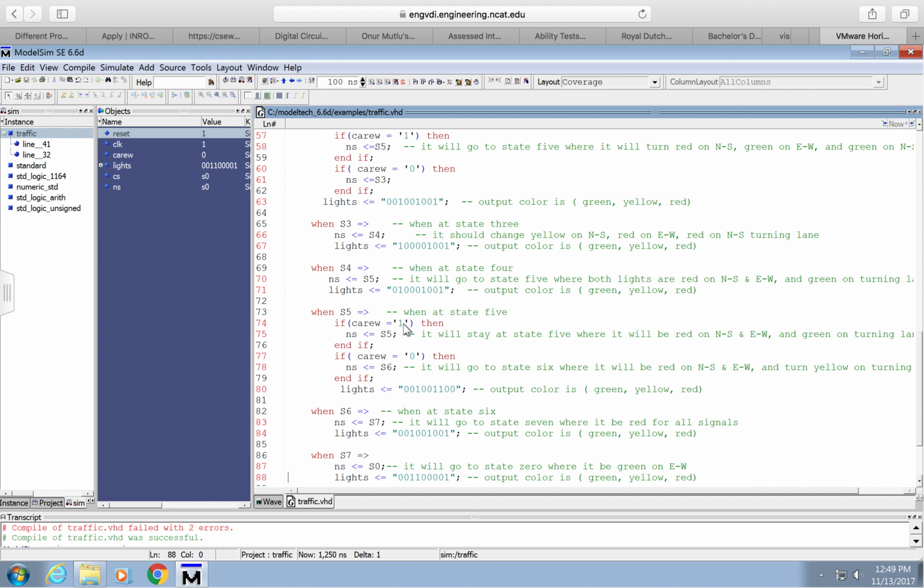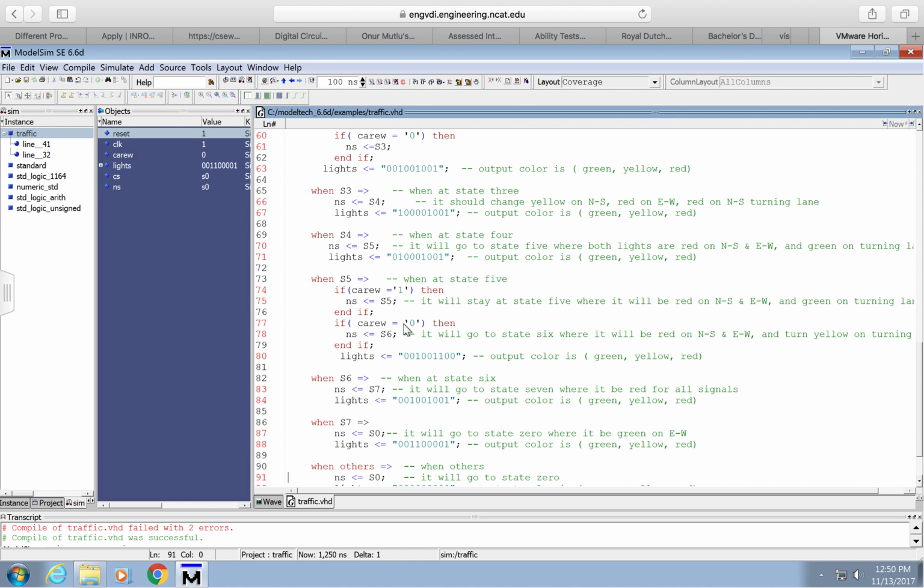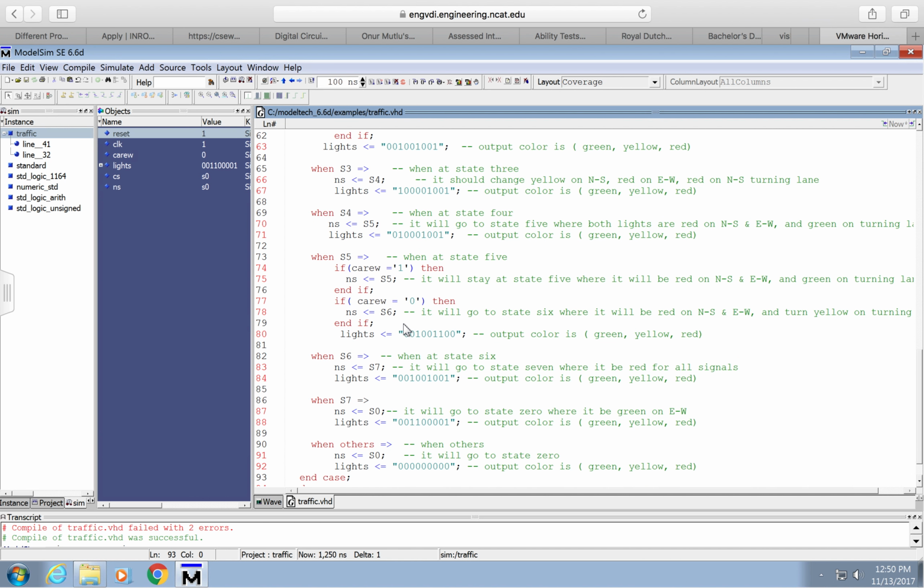When I'm at state six, it doesn't matter what the sensor detects. It should go to state seven, where it will be red for all signals, all traffic lights. And when I'm at state seven, it also doesn't matter. It should go back to state zero, where my output will be red on north and south, green on east and west, and red also on turning lane. When others, it will go back to state zero, where it doesn't really matter.